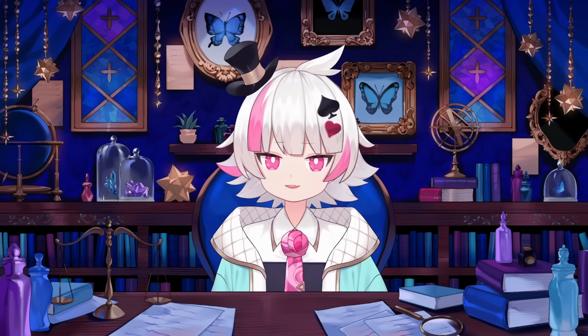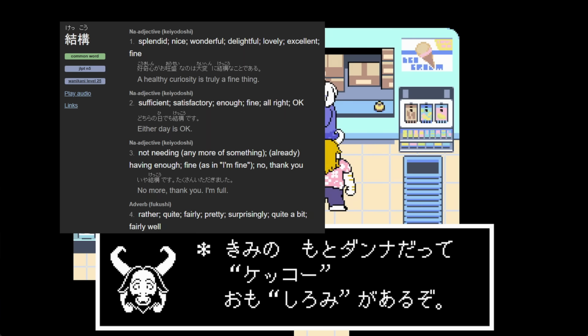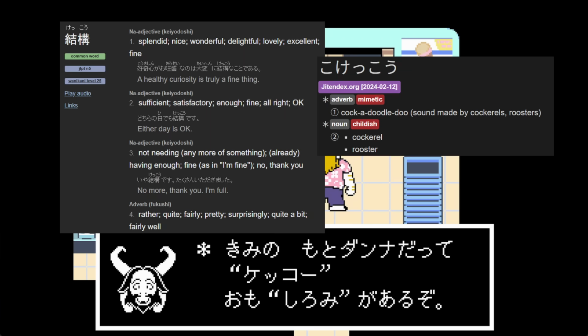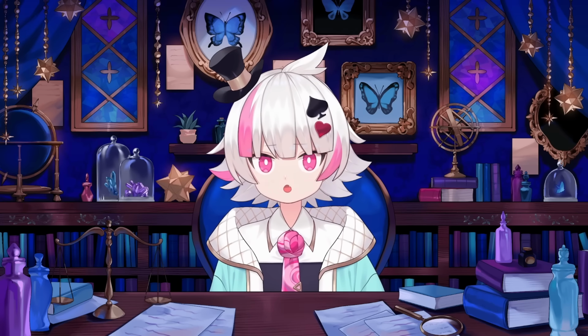Finally, we have Asgore, who says, even your ex-husband is quite appealing. The word kekko is being used as a pun on kokekko, which is the Japanese equivalent of cock-a-doodle-doo, the sound of a rooster. And then he uses the same pun on omoshiromi that Sans used a moment ago. If you're wondering if all this is still funny in context, here's a clip of Shiranui Flare from Hololive reacting to it.